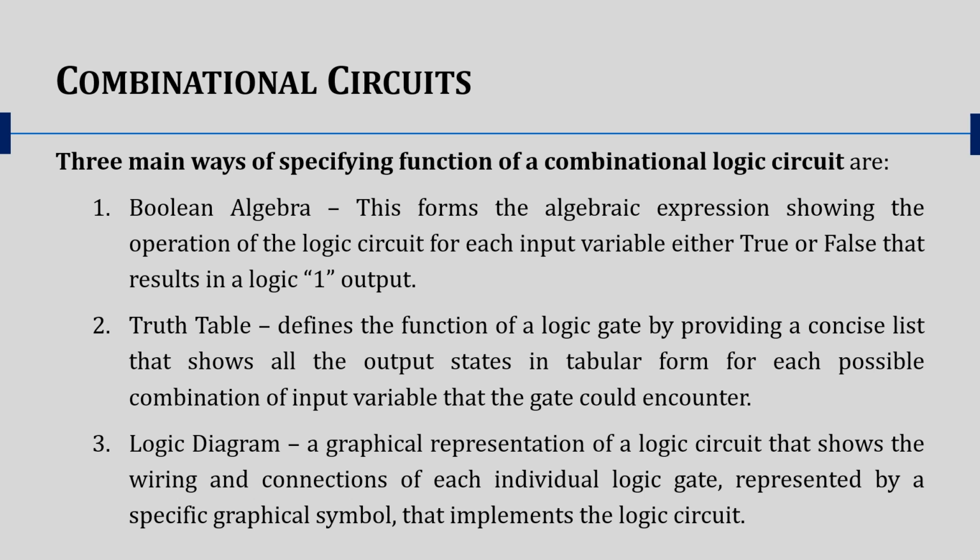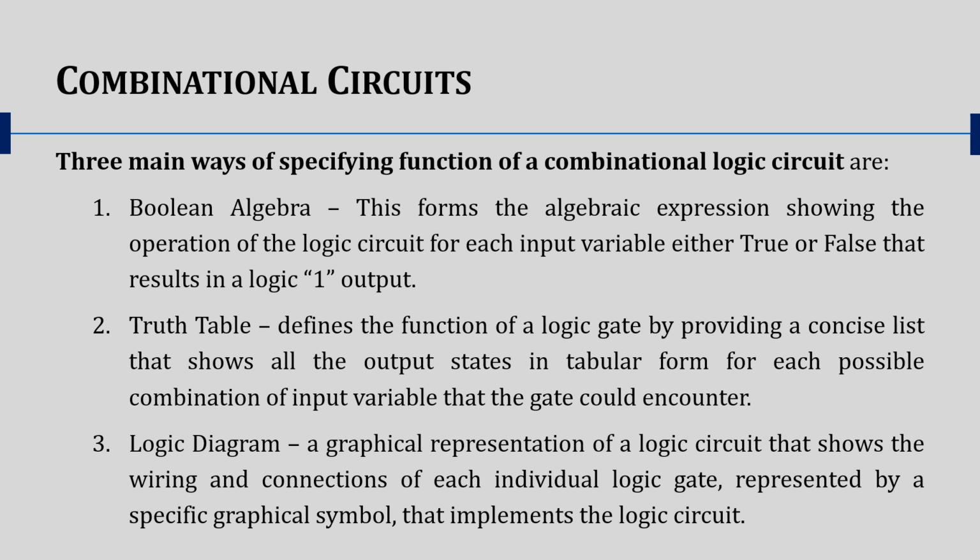The three main ways of specifying the function of a combinational circuit are, first, Boolean algebra, which forms the algebraic expression showing the operation of the logic circuit for each input variable, either true or false, that results in a logic 1 output. Then the second method is the truth table, which defines the function of a logic gate by providing a list that shows all the output states in tabular form for each possible combination of inputs.